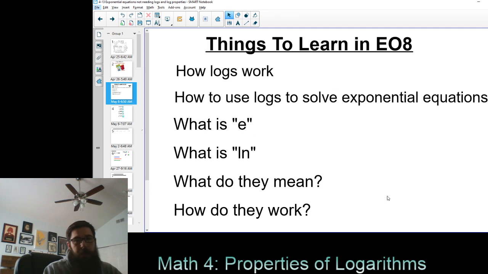How logs work. After this, we'll mostly focus on these e and ln concepts, what they mean and how they work. We're going to talk right now a little bit about why that would be.